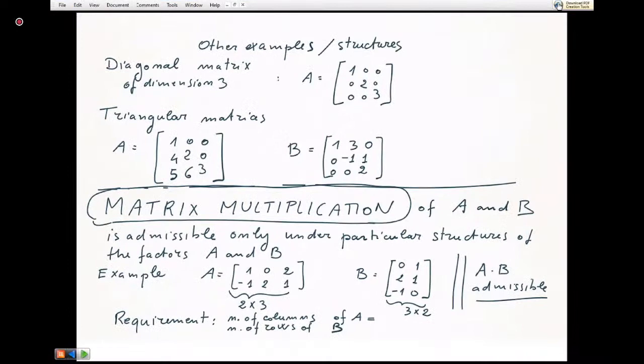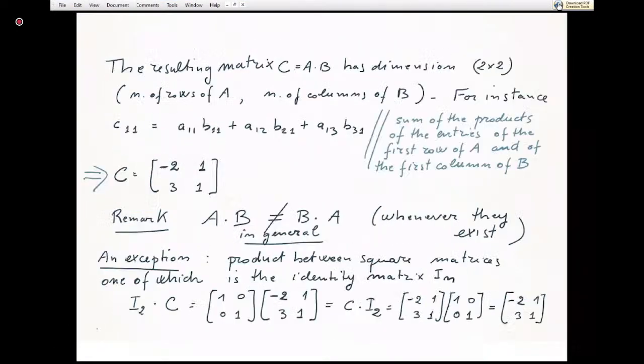So matrix multiplication, it is row by column. There are a few remarks. You can follow the insights from these remarks by just looking at the examples. In general, the product between matrices is not commutative. It doesn't have the commutative property. Okay?